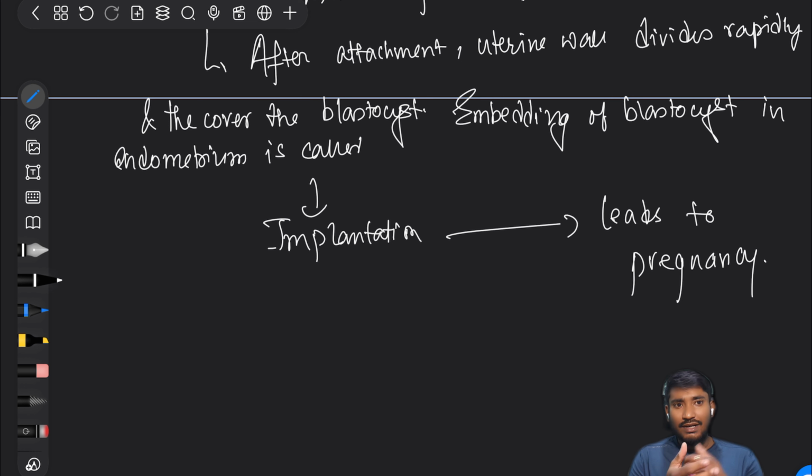Okay, so a slight bleeding can be observed, called implantation bleeding, and that is quite normal. After the implantation, the fetus starts to grow in the endometrium, and later after 9 months we observe the delivery of the baby. The changes that we see after implantation will be covered in the next lecture.